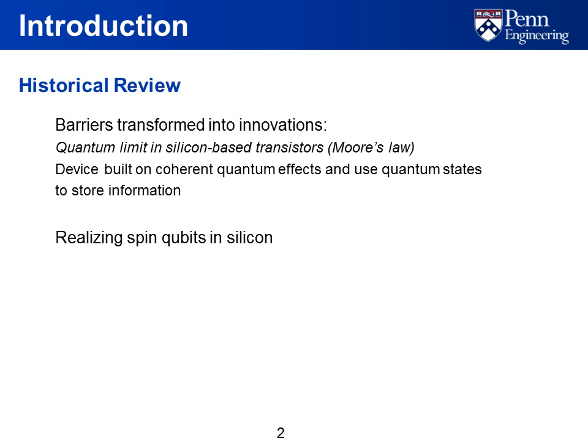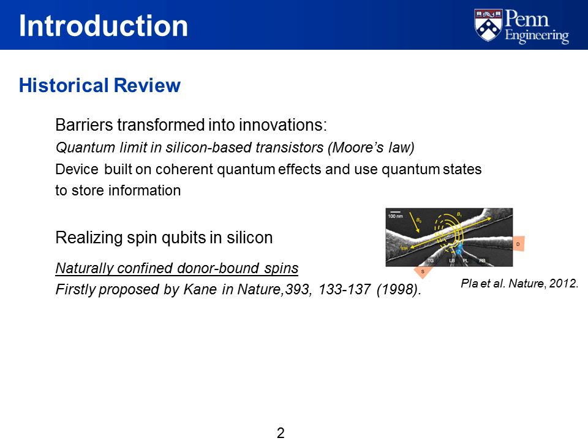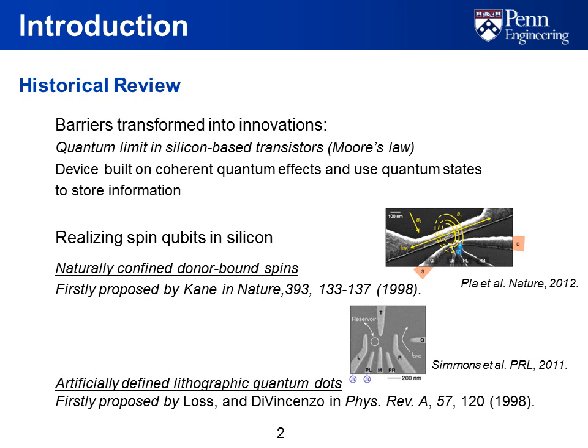There are two ways proposed to realize spin qubits in silicon. One is the naturally confined donor bond spins, first proposed by Kane in 1998, which we are very familiar with from our reading. The other one is the artificially defined lithographic quantum dots, first proposed also in 1998, and the latter one, quantum dots, is my focus today.